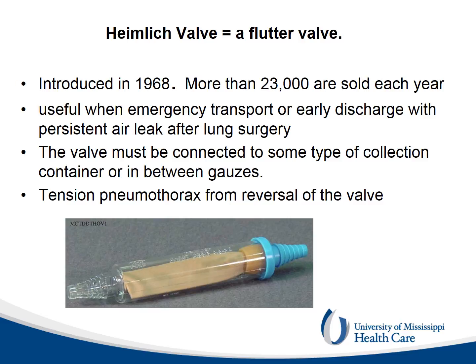It can connect the chest tube to different kinds of drainage bags or can be left between gauzes if the lung is already adherent to the chest wall and an air leak persists. The valve allows to discharge the patient with a persistent air leak early after surgery as long as the chest X-ray does not show a pneumothorax when off suction.